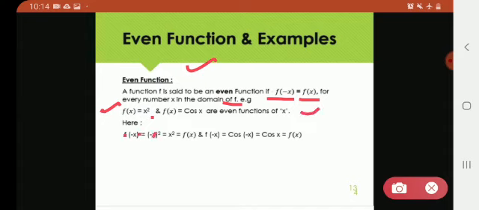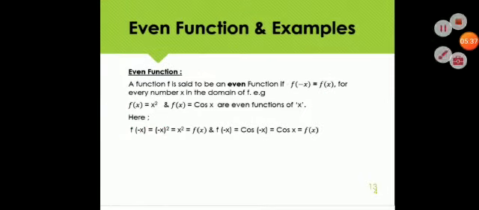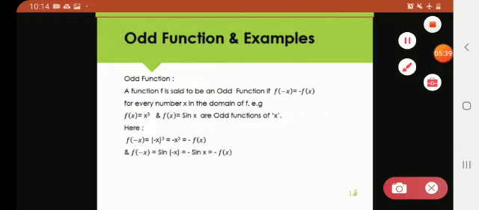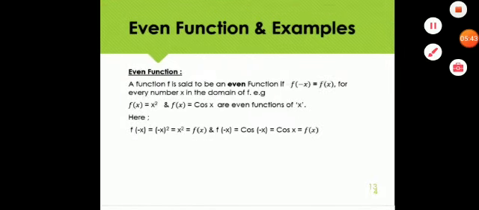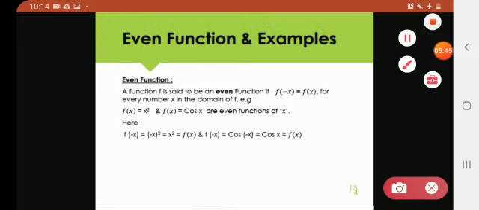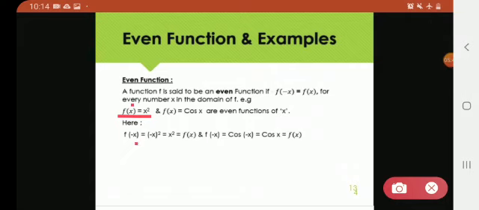If f of x is equal to x squared, and you replace this x with minus x, you see minus x whole square is again x square, right? So it is again the same function f of x. That's why this is called an even function.